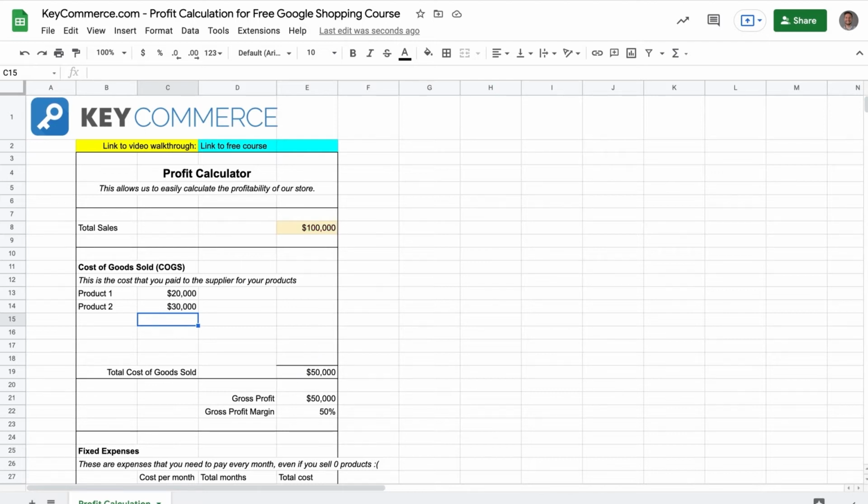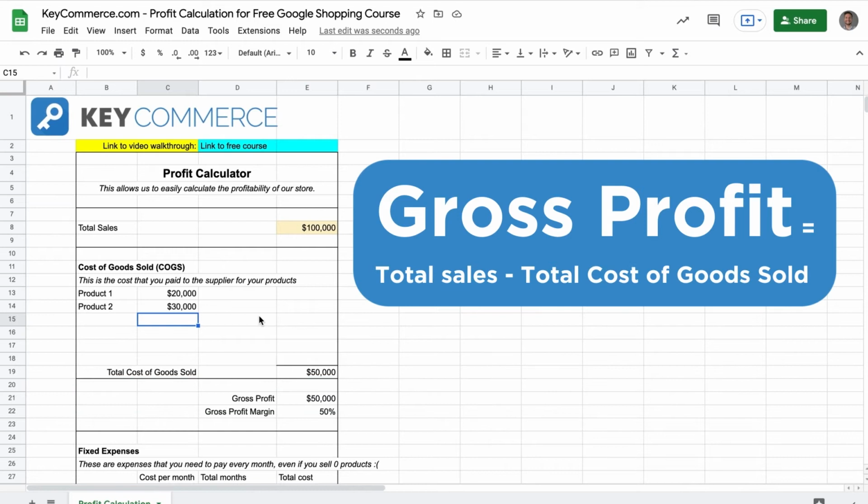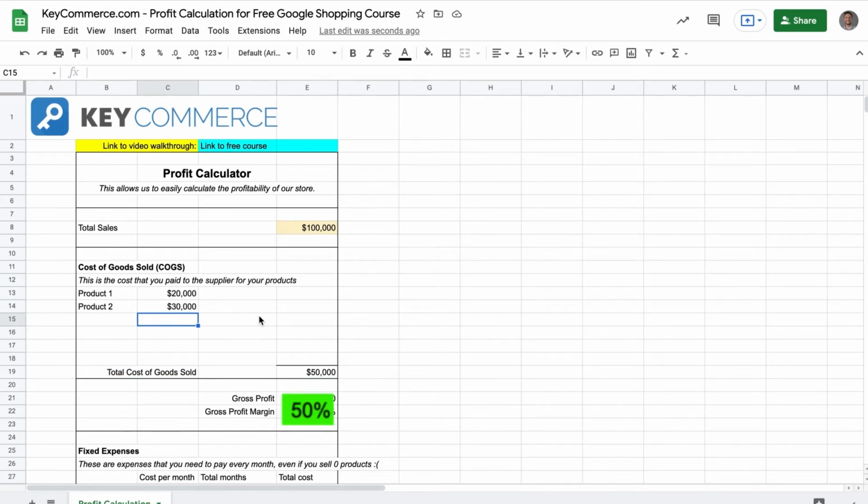This will then show us the total cost of goods sold, in our case, $50,000. The next section calculates our gross profit. This is our total sales minus the total cost of goods sold. There we have our gross profit of 50% too.